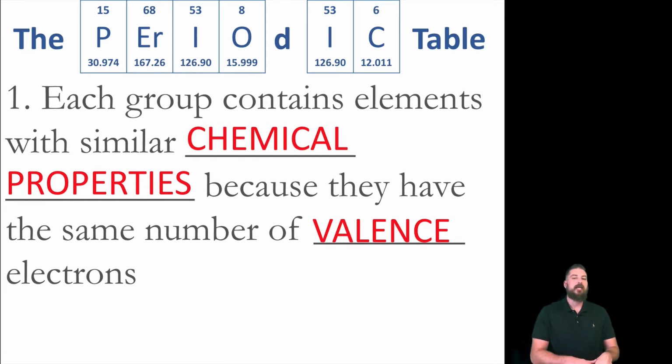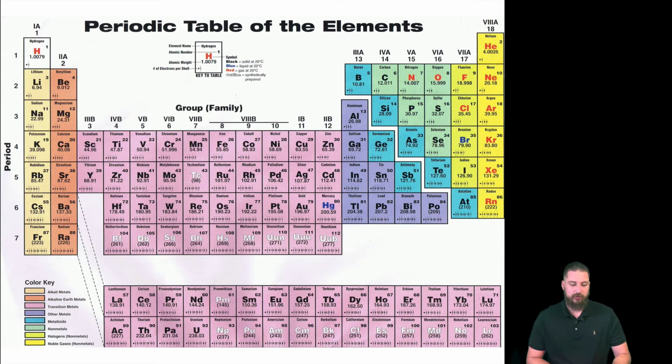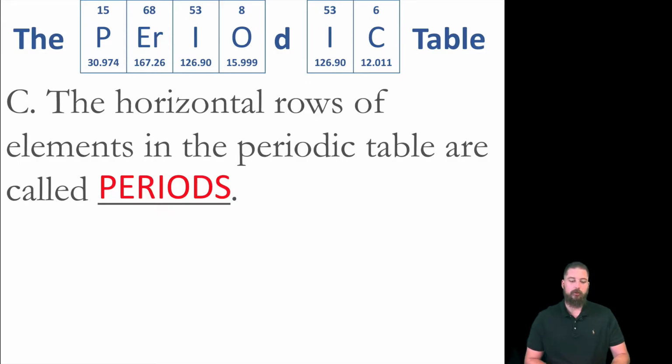And the reason why they have similar chemical properties is because they all share the same number of valence electrons. It's actually the valence electrons that determine the way that a chemical reacts. And so now the horizontal rows on the periodic table is called a period.